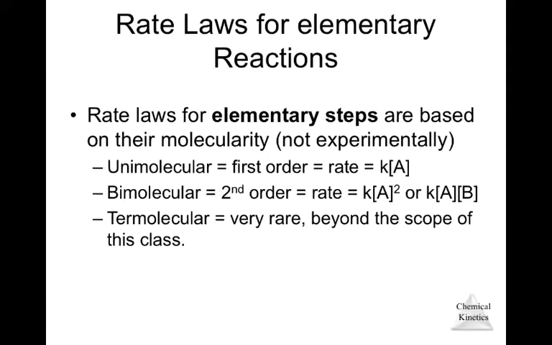So for elementary steps, the rate laws are based on their molecularity because we know this is what's going on. Right before, we couldn't use molecularity or our stoichiometric ratios because we didn't know if there was an intermediate step or whatnot. But since we're using these as our elementary steps, we can use them to figure out the rate laws. So if it's unimolecular, it's first order, right? And the rate is going to be this. If it's bimolecular, it's going to be a second order reaction, and the rate is either going to be k[A] squared or k[A][B].